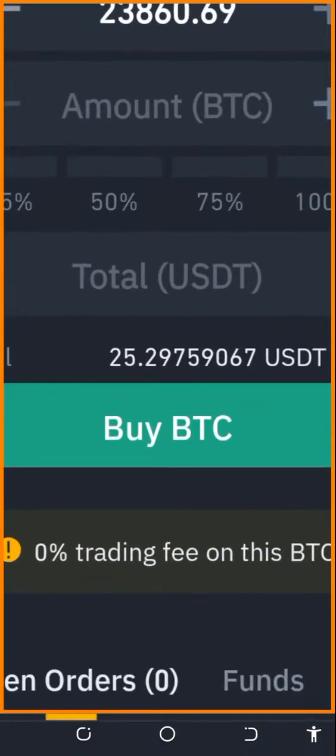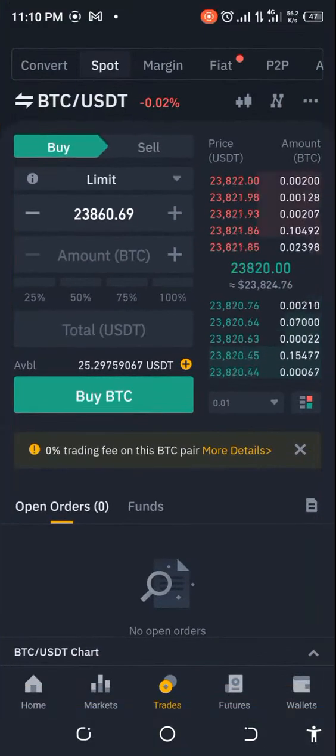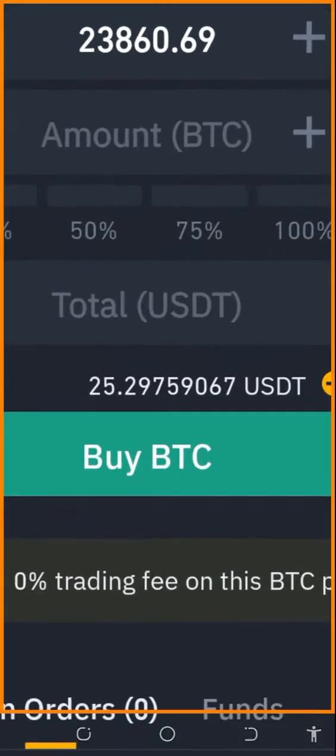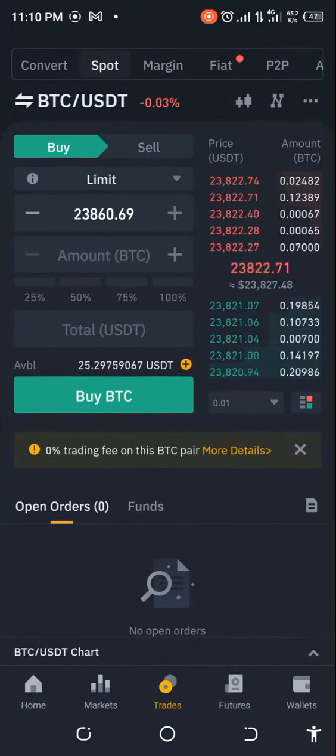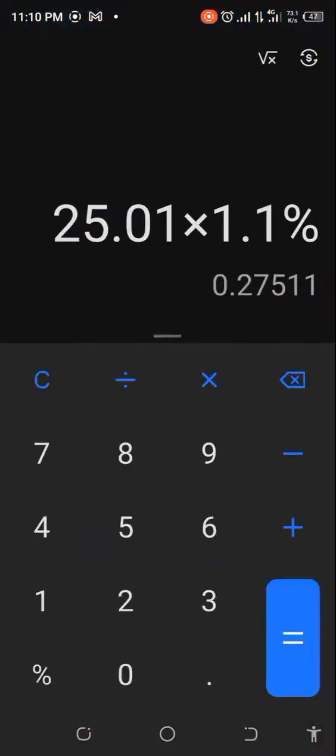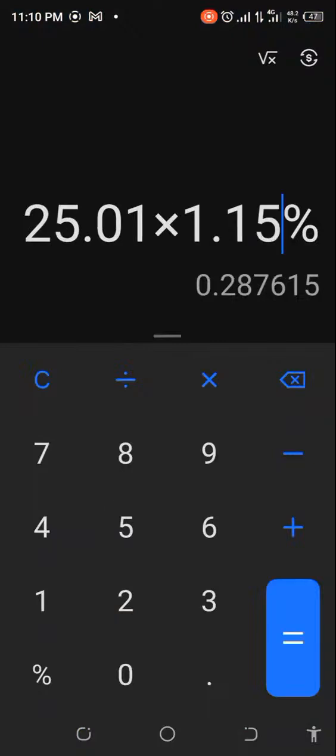As you can see here, it's 25.29. And if you remember, we started out with 25.01. So now we have made a profit of about 28 cents, which is over 1%. Let's even check what that is. That should be, let's say, 1.15. Yeah, about 1.15%, which is good.